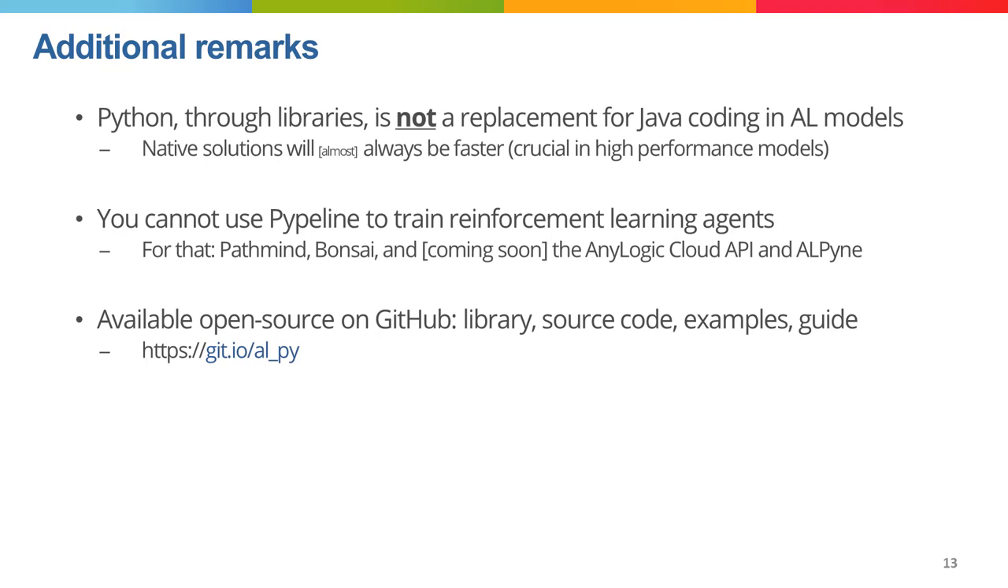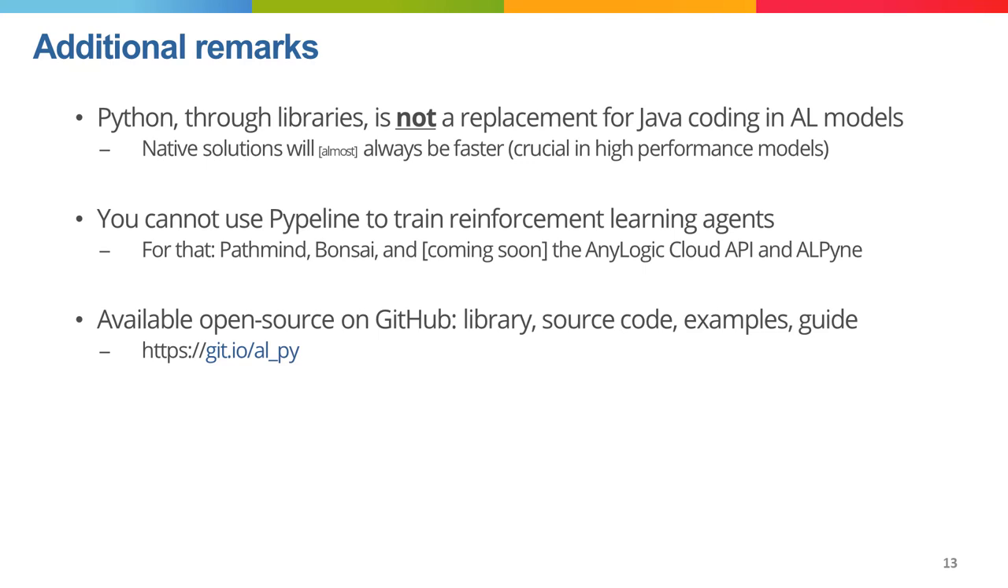it might be something to be aware of when you're running high-performance models. Another remark, which I won't be getting into any level of detail here, is that you cannot use Pypeline to train reinforcement learning agents. So, in other words, if you're looking to use simulation as the training environment for RL, you cannot use Pypeline. If you're looking for this, we have partnerships with Pathmind and Microsoft Project Bonsai to help automate reinforcement learning. We'll also soon have an update to the AnyLogic Cloud, which will have an interruptible API, allowing for RL training. And as a completely offline alternative, I'm currently working on another library, tentatively named Alpine, which will allow you to use your simulation models in this way.